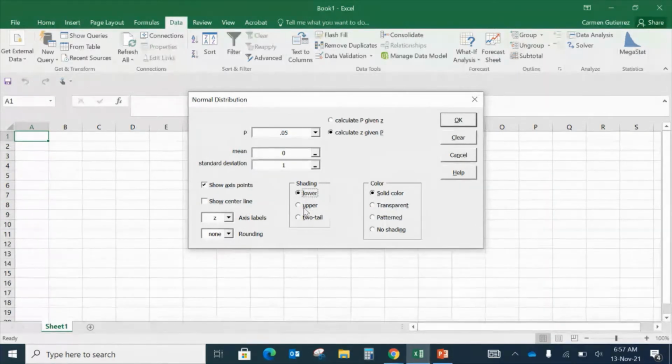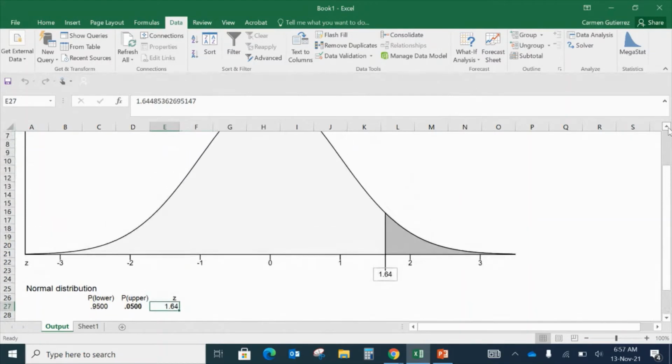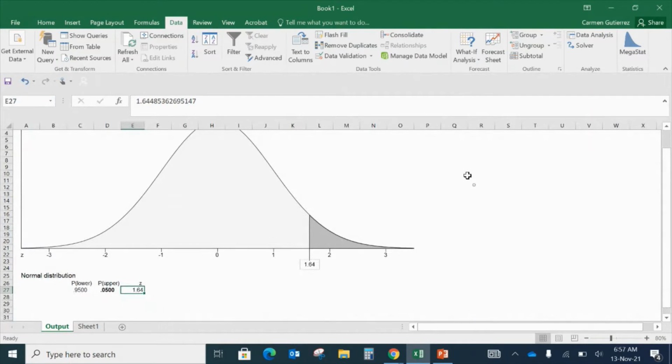On the shading section, you have two choices: lower, upper, or two tails. We are looking for the alpha, the area of 0.05, in the upper tail, so shading upper. That's the only thing you do. Then you click OK, and it tells you here. Let me move this forward and make this smaller for you to see.